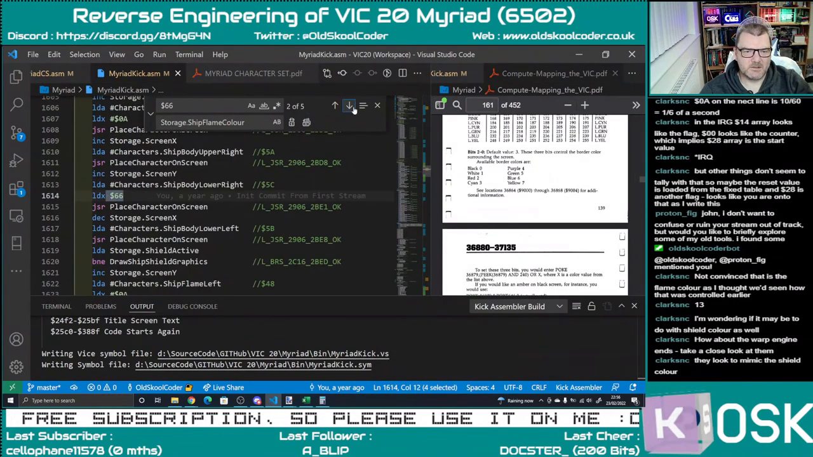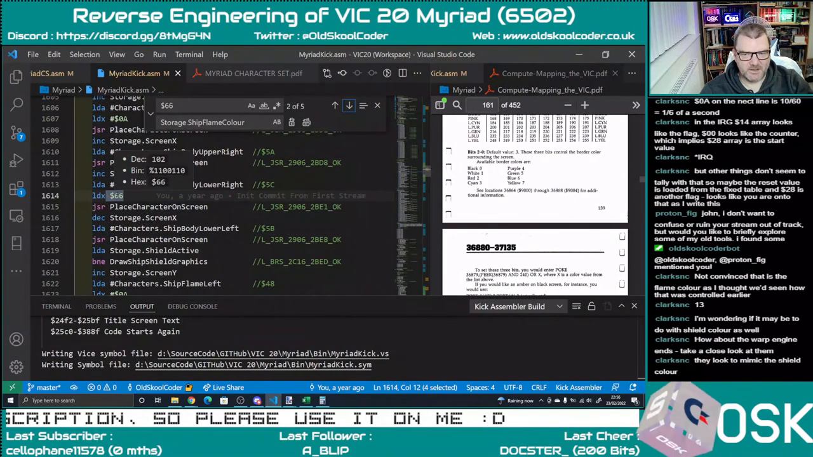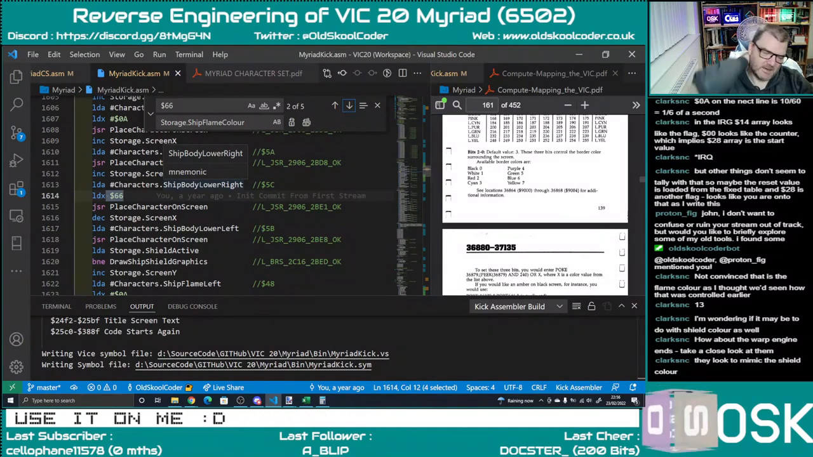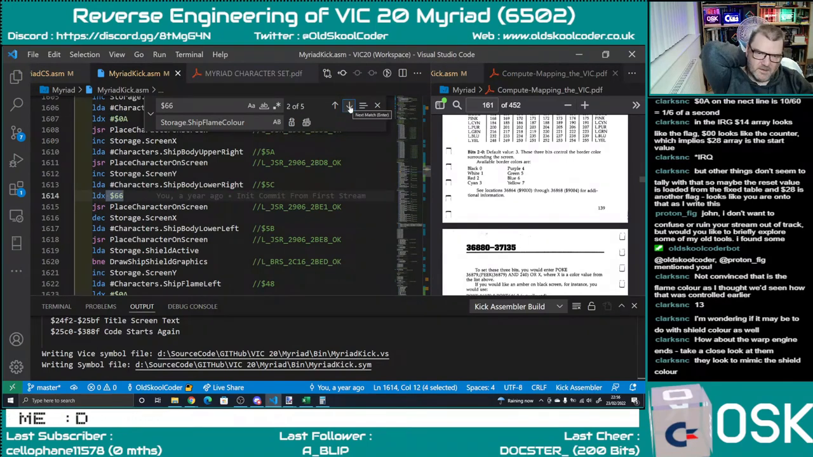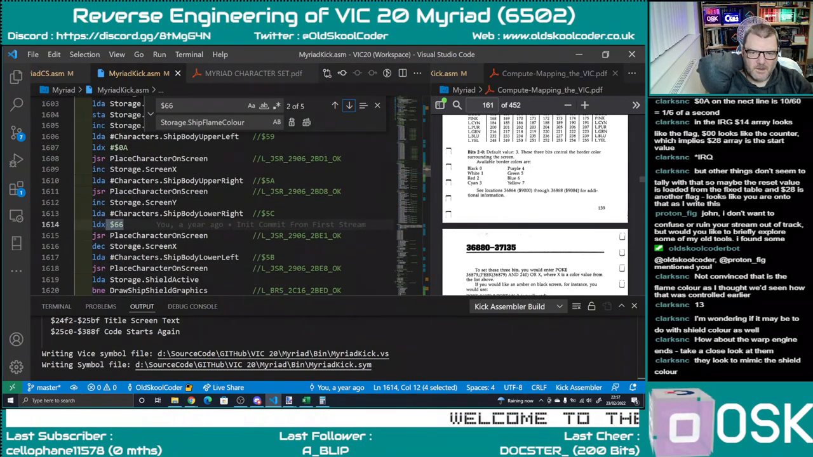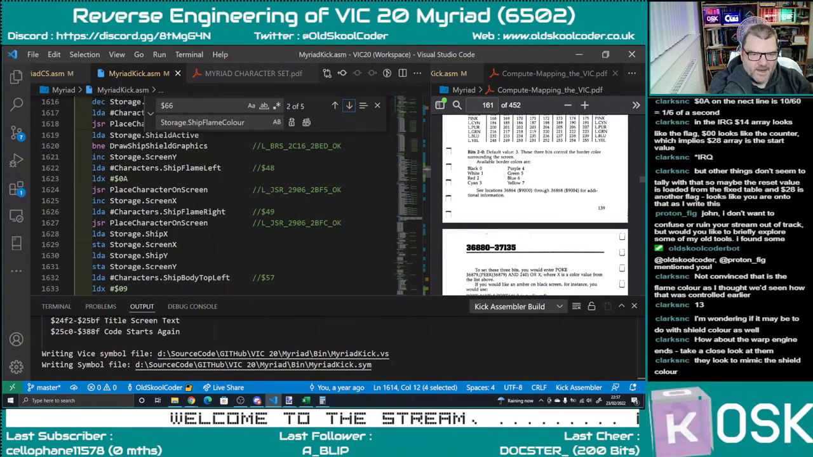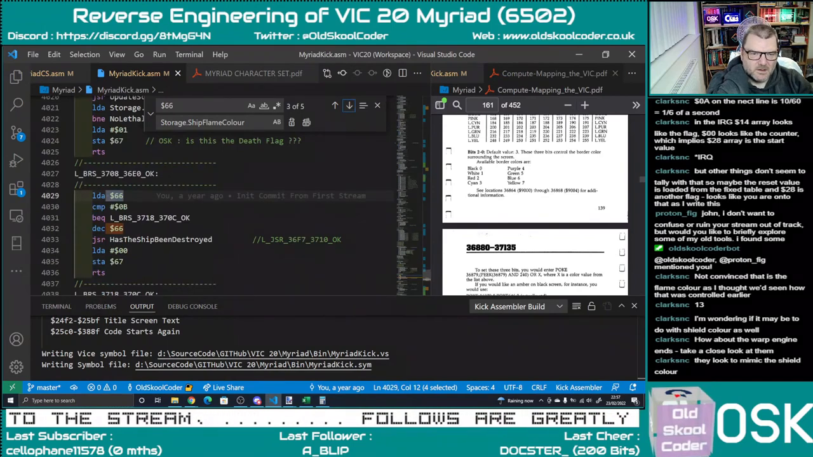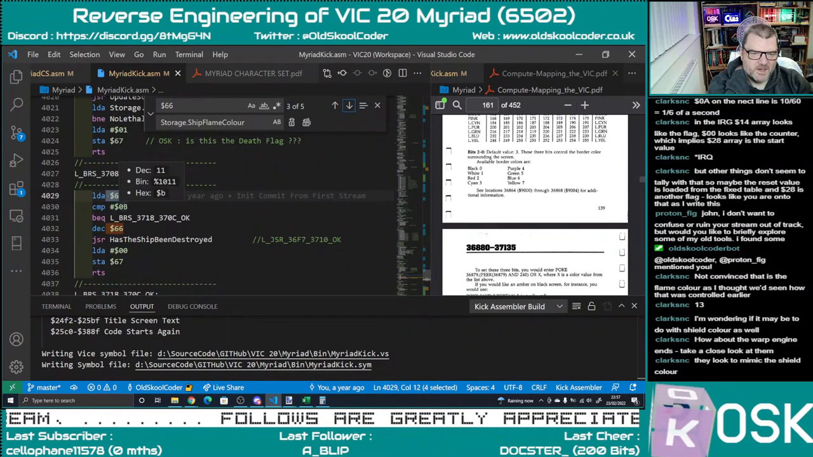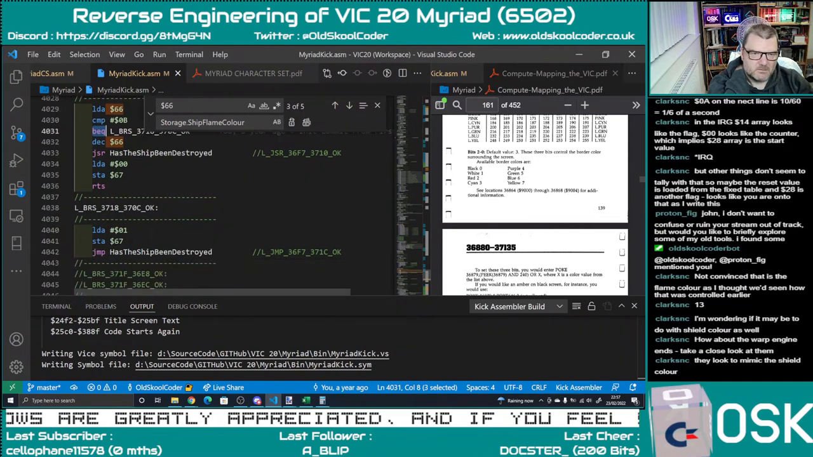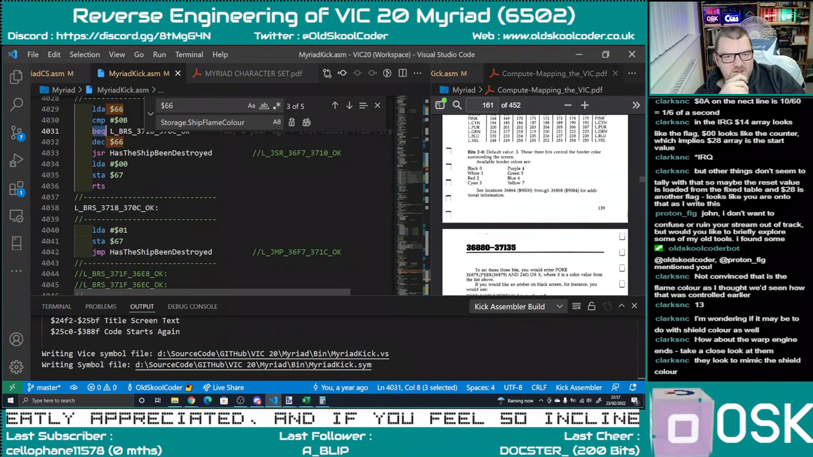I still think X is definitely the colour of the object we're putting on, which is the lower right. So that's the flame. That's the flame. And then we put the lower right, lower left, but we don't change the X. So that's got to be the flame colour. 66 has got to be the flame colour. Load 66, compare it with 0B. If it's equal to 0B, bypass it. If it's not, decrease it.